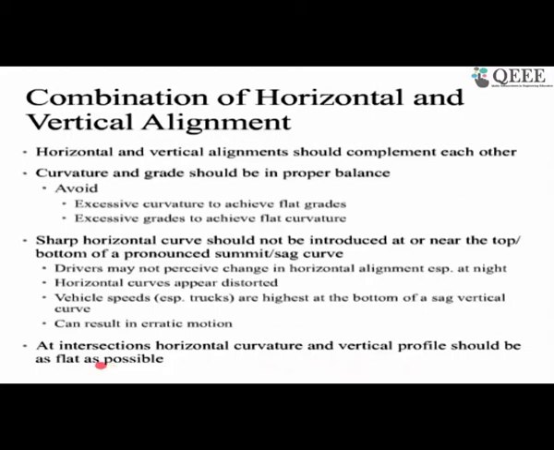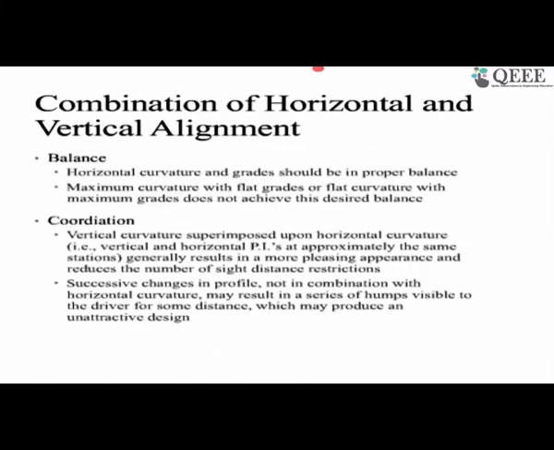So it should be provided in a flatter section as much as possible, or in a flatter curve. So now we'll be looking into some of the combinations and how we should be balancing them out. The balance should be done: horizontal curvature and grade should be in proper balance, as I told you. Maximum curvature with flat grade, or flat curvature with maximum grade, should be avoided. So that is there. Now how will we coordinate?